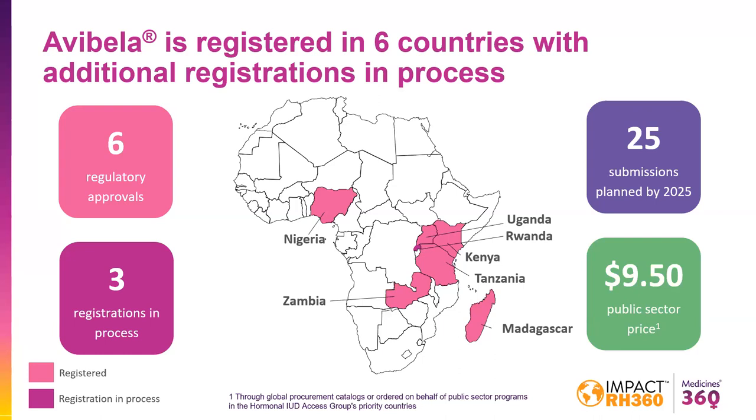We have 3 other submissions that are currently pending, and by 2025, we plan to submit for registration in a total of 25 countries. To enable broad access to the product, we offer Avibella at a subsidized price of $9.50 per unit, and that's for all the units ordered through the global procurement catalogs on behalf of public sector programs in the Access Group's priority countries and not just the ones where we're registered. Next.